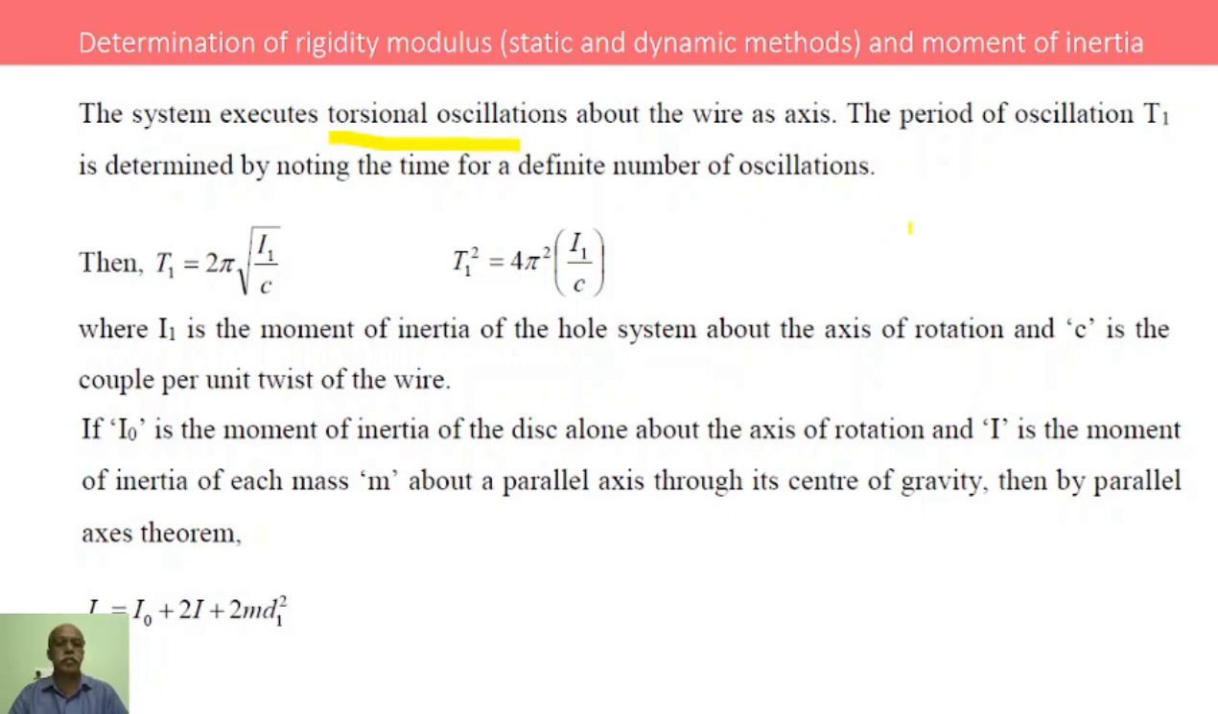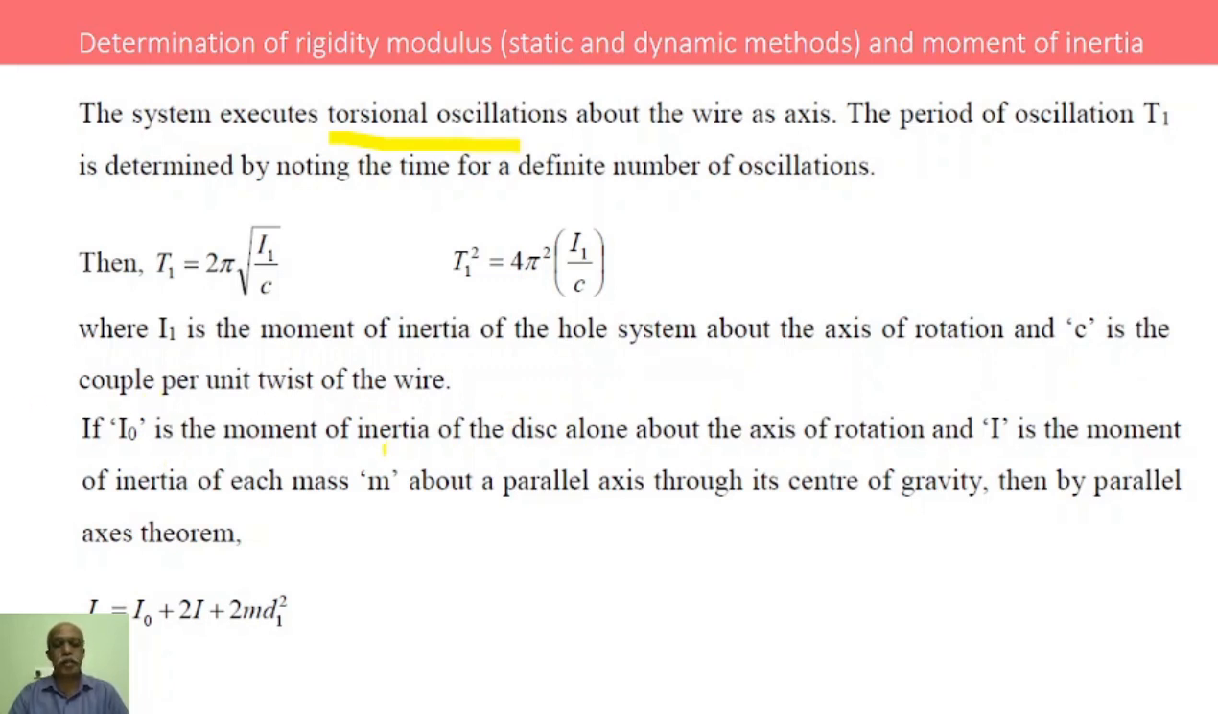or 20 oscillations. Then the period of oscillation T1 is given by the expression 2 pi into root I1 by C, where C is the couple per unit twist, or squaring on both sides, T1 square is equal to 4 pi square into I1 by C, where I1 is the moment of inertia of the whole system, that is the disc as well as the masses m kept on either side of the wire about the axis of rotation, and C is the couple per unit twist of the wire.